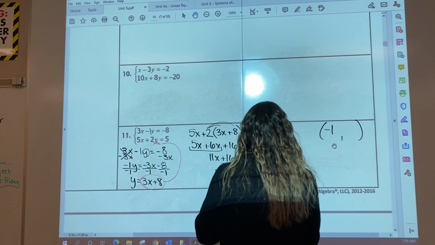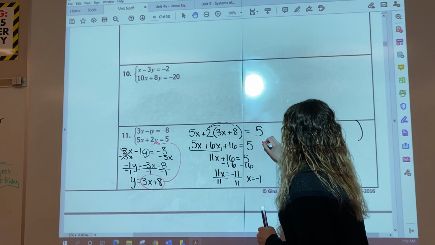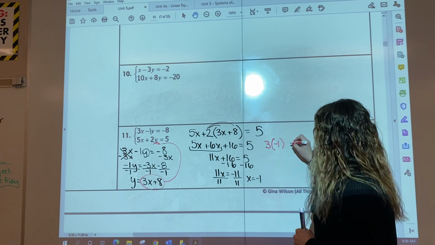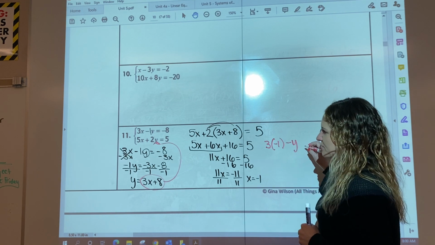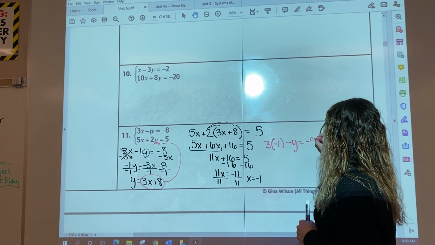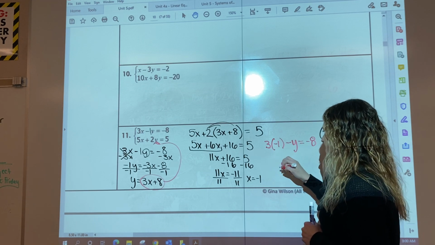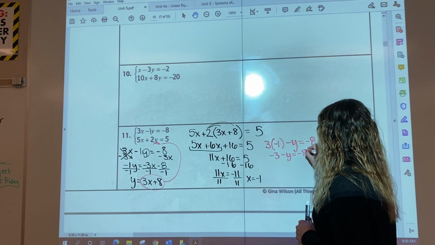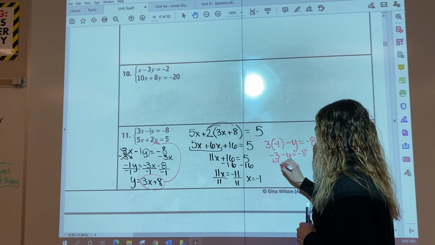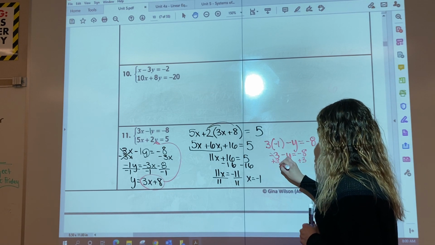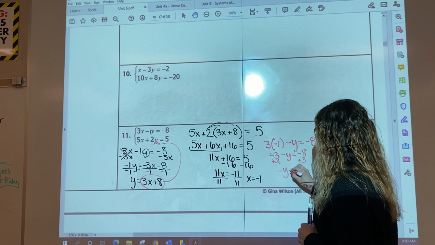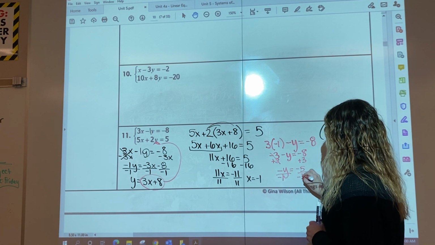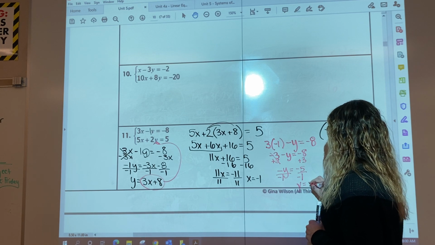So we have 3 times negative 1 minus y equals negative 8. 3 times negative 1 is negative 3. I'm going to add 3 to both sides, giving me negative y equals negative 5. And I know to get the y by itself, I need to divide by negative 1, so y equals 5.